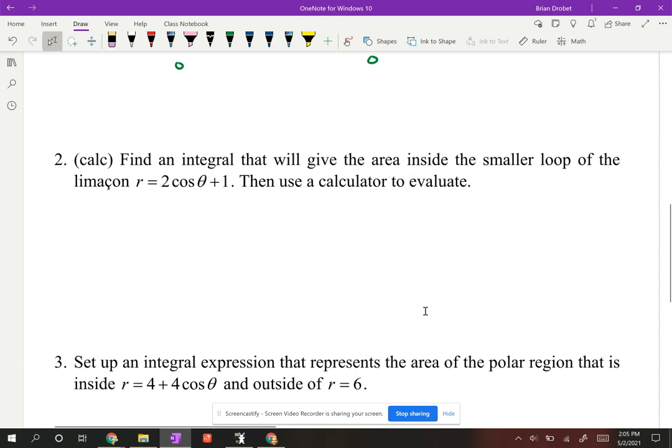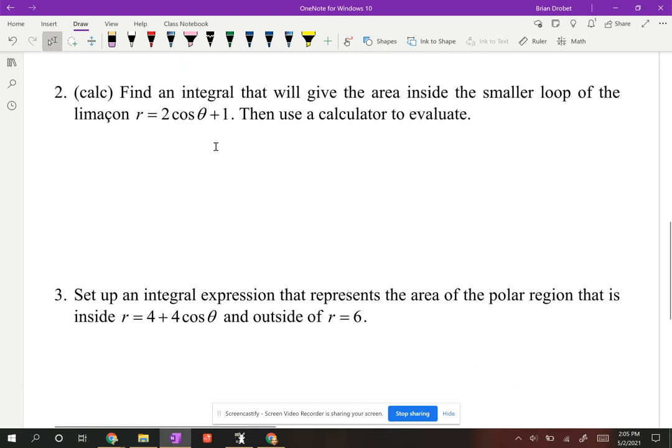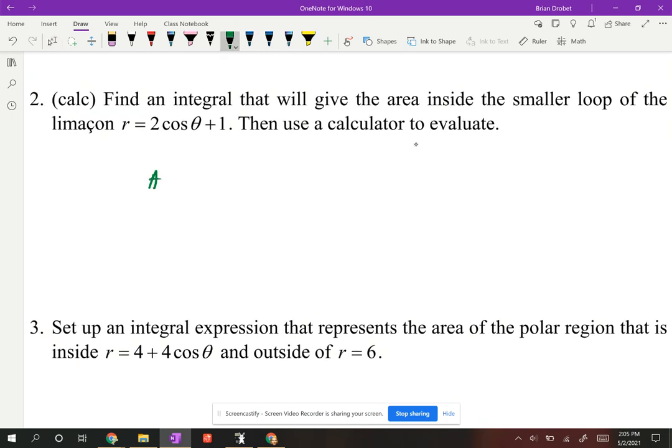All right. Number 2, find an integral that will give the area inside the smaller loop of the limaçon r equals 2 cosine theta plus 1, then use a calculator to evaluate. All right, so I already know what I'm going to use. I'm going to use 1/2 integral r squared d theta. The question is, what are the limits going to be?